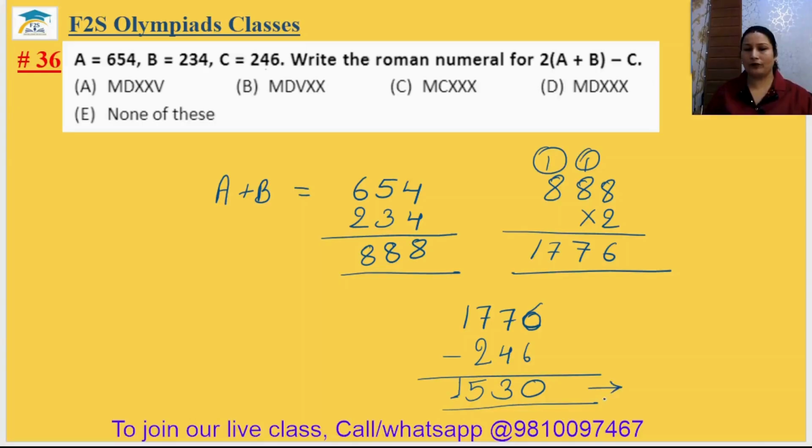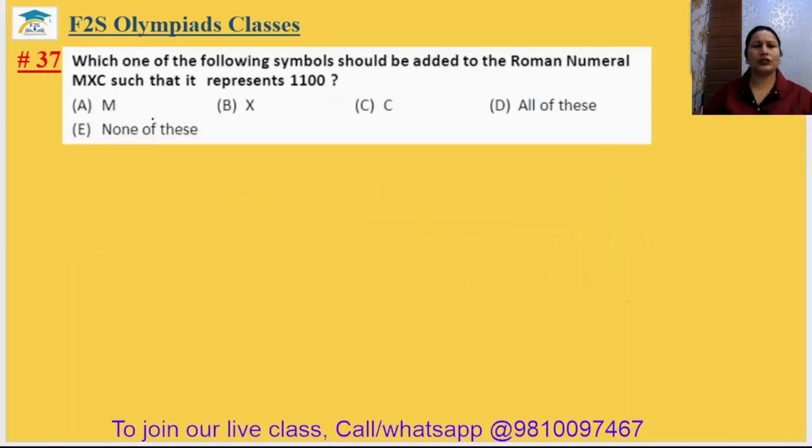M stands for 1000, D stands for 500, and 30 for triple X. MDXXX, where is it? It is in option D. So the 36th answer is option D.